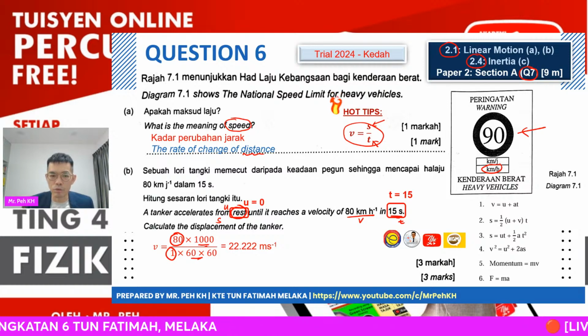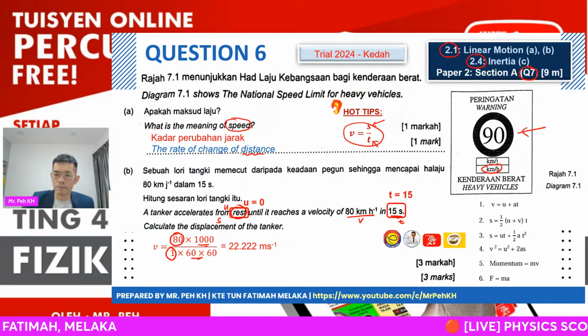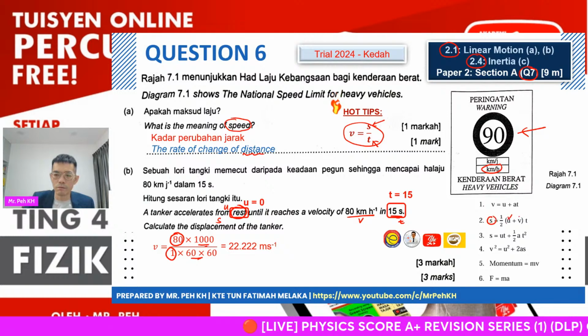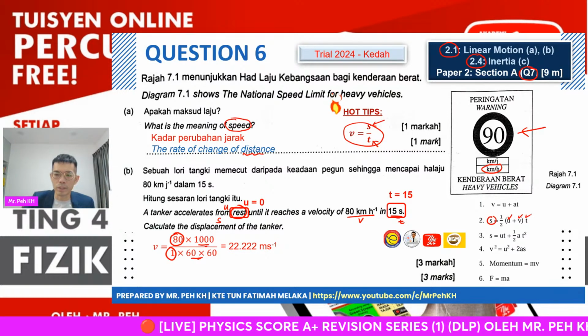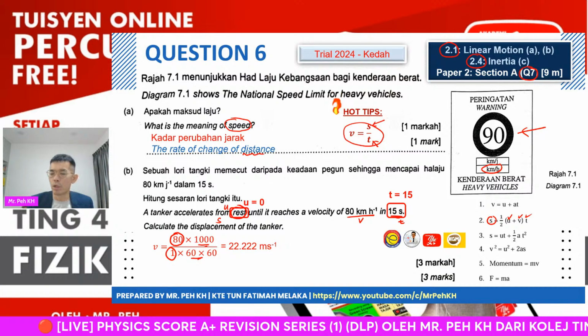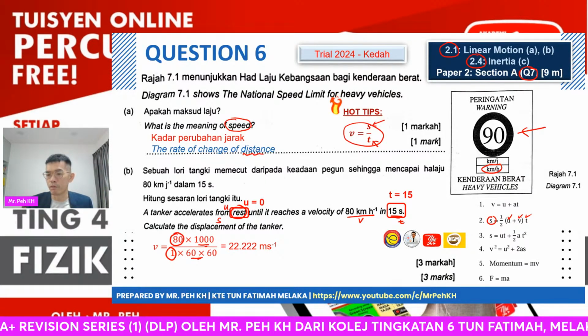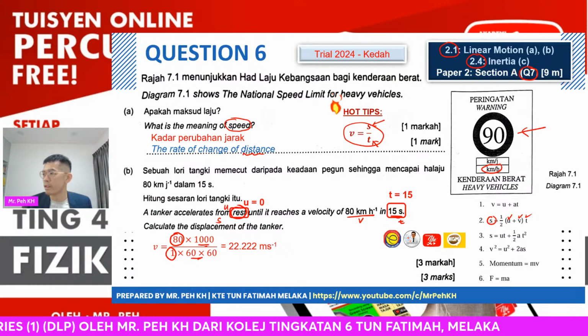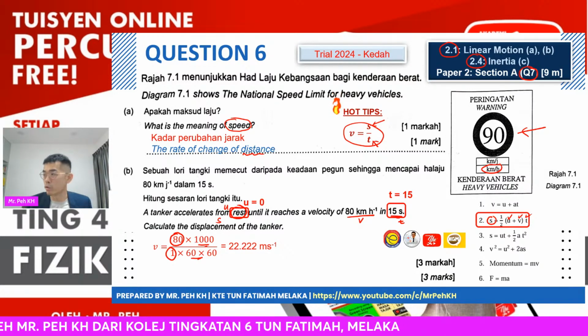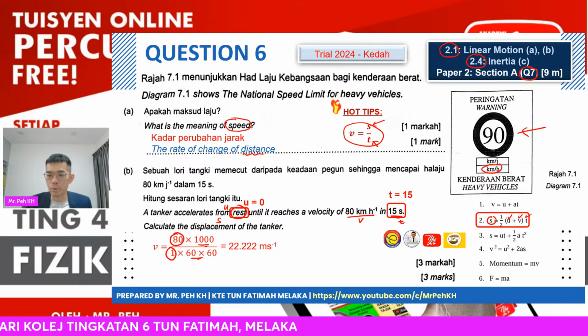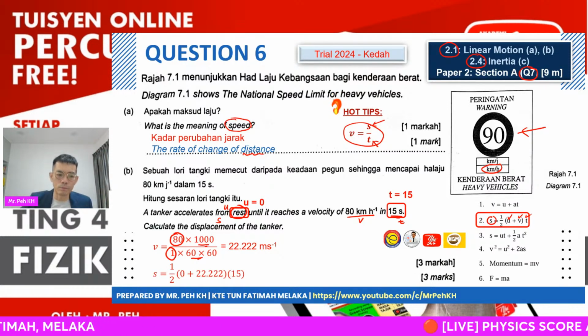Then second, you have to choose the suitable equation to get your S. We have values U, V, and T, so you can choose equation number 2. This is a linear motion equation. The formula will be given in the formula list, so this one you don't need to memorize. So we select equation 2. We substitute 1 over 2.